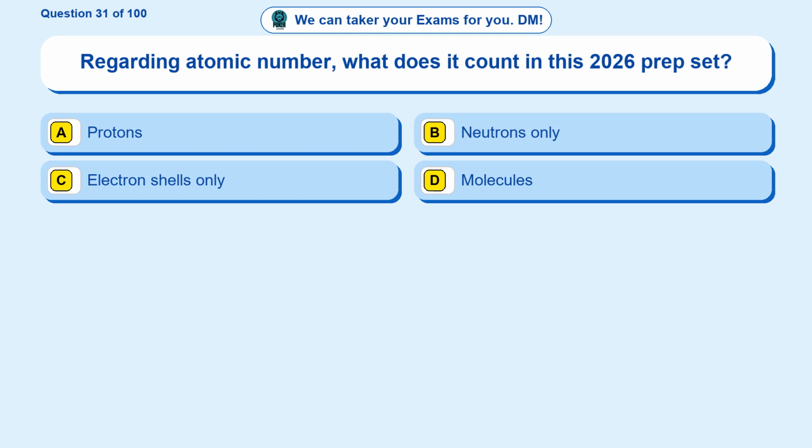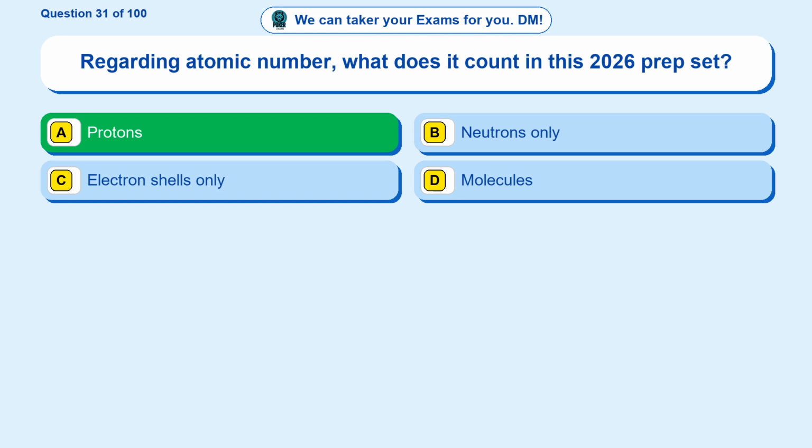Question 31. Regarding atomic number, what does it count in this 2026 prep set? Option A, protons. Option B, neutrons only. Option C, electron shells only. Option D, molecules. The correct answer is option A.